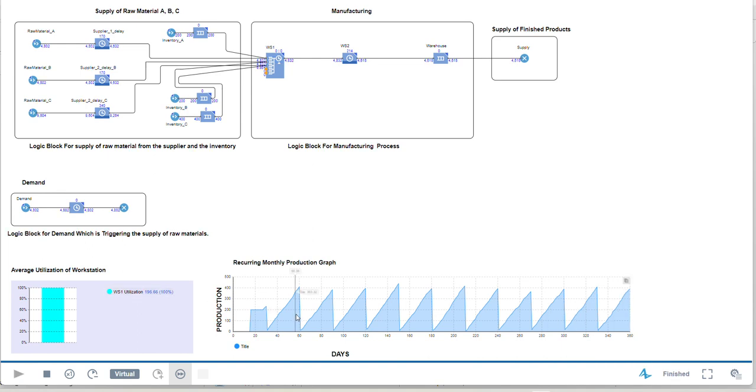Below we can see there are two graphs. The first graph shows the average utilization of the workstation and the second graph shows the recurring monthly production. At the end of each month we can see the total number of products we have manufactured and which are ready to be supplied. Here at the end of the first month we are able to manufacture around 250 units of the finished product, which is less than the requirement of 400 units.